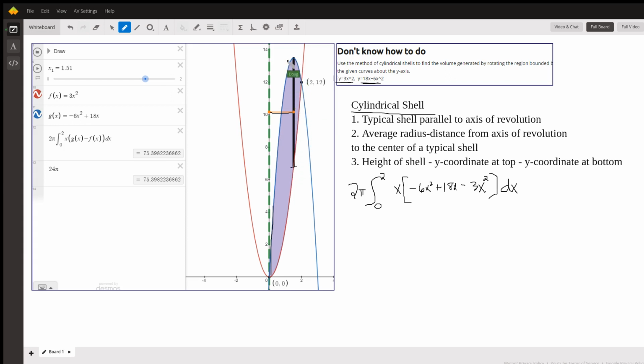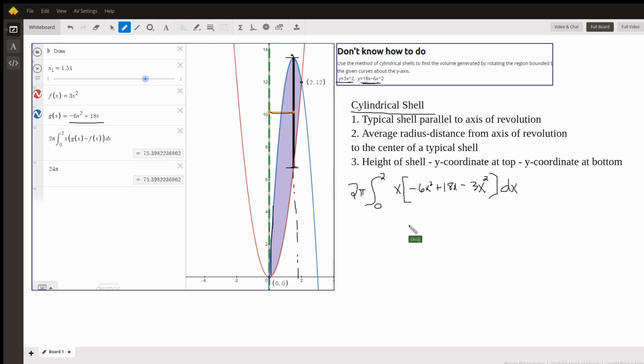And we can find that by saying the y coordinate at the top, which would be this negative 6x squared plus 18x for each x between 0 and 2, take away this value right here, which is the y coordinate at the bottom of the shell. So there's the setup of the integral.